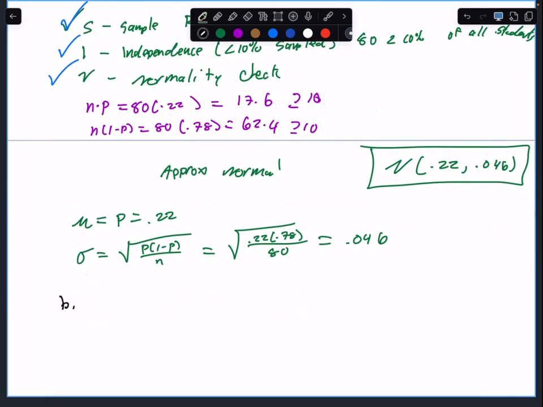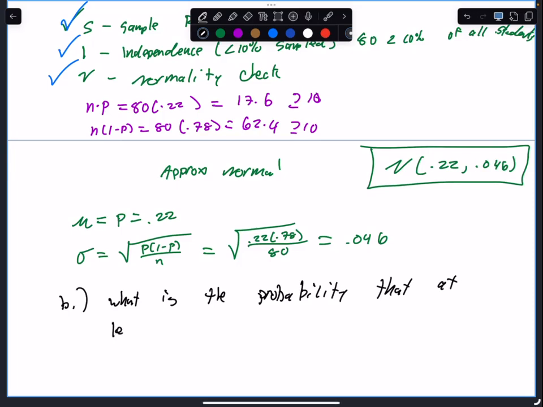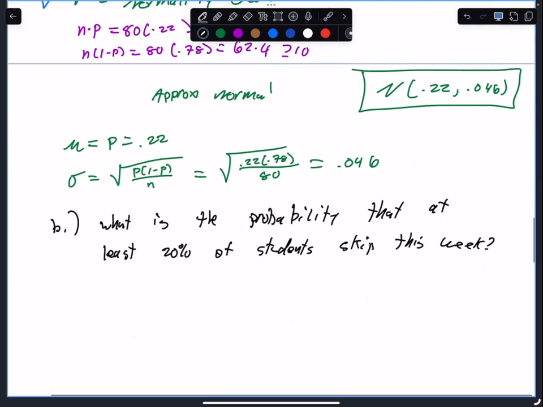Question B. What is the probability that at least 20% of students skip this week? So what's the chance that at least 20 students will skip at least one class this week?